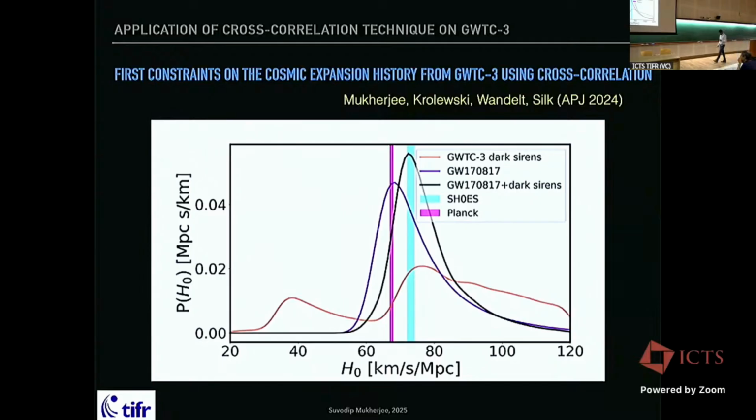We have about 90 events in GWTC-3. About 8 of them are very well localized. By very well, I mean less than 30 square degrees. If you use those, you can get a first constraint on the Hubble constant from the cross-correlation technique. Our current measurement is shown in black. Not very competitive, of course, but this will change as per the forecast we expect in the future.